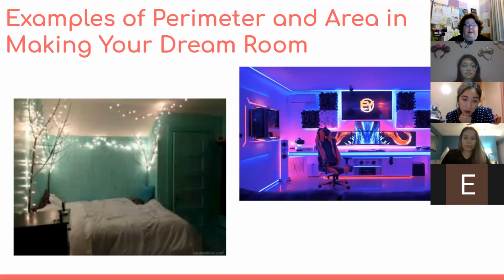So going back to your dream room, if you want to make your dream room or remodel your room, see the TV and the lights, that's really cool. So if you're going to order the lights online, you would need to know the length and width of your TV. So you would want to put them around your TV. That would be perimeter. If you needed to know how much paint to paint one of the walls in your bedroom, that would be area.